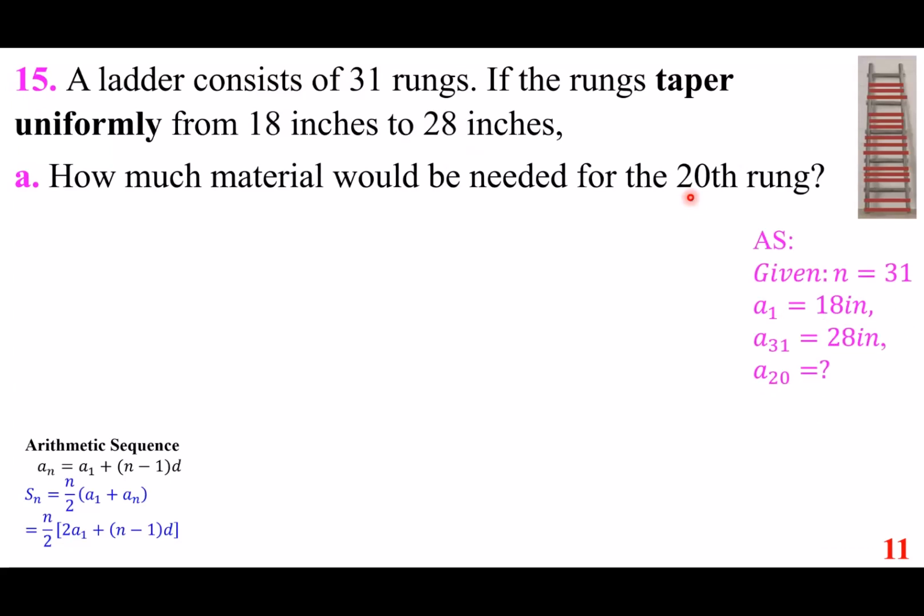Since the length increases uniformly, it's an arithmetic sequence. So we are adding a little bit. We don't know how much yet. How many? We have 31. N equals 31 because there are 31 rungs. The first one is 18. The last one, A sub 31, is 28. We want to find A sub 20.